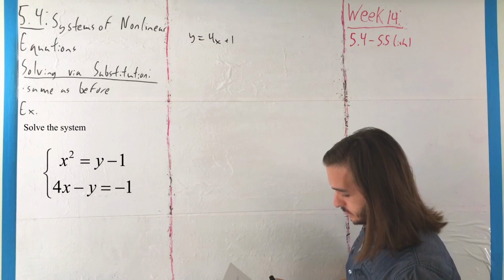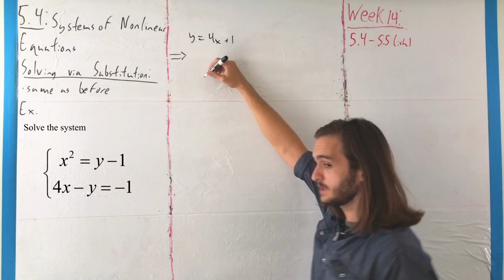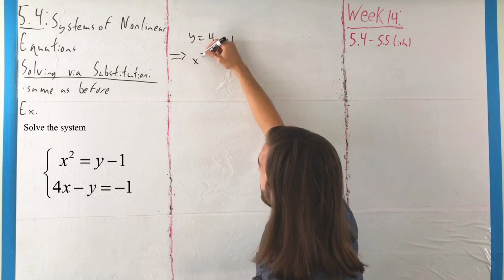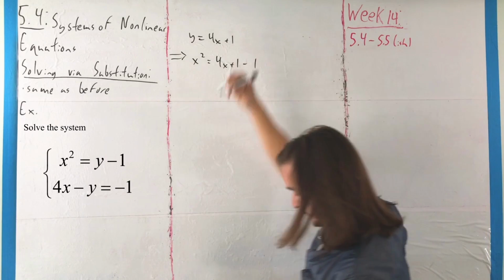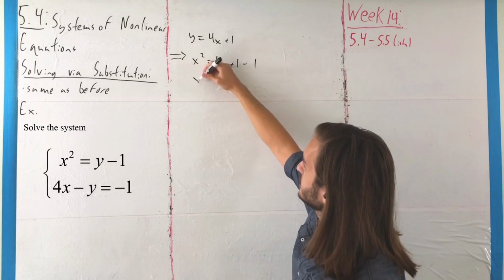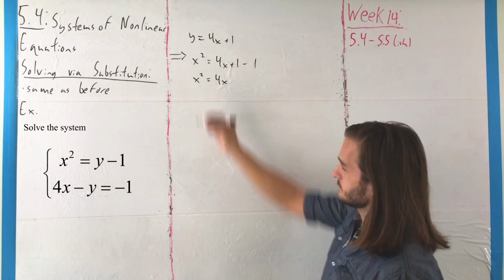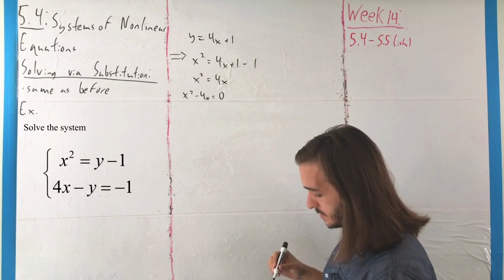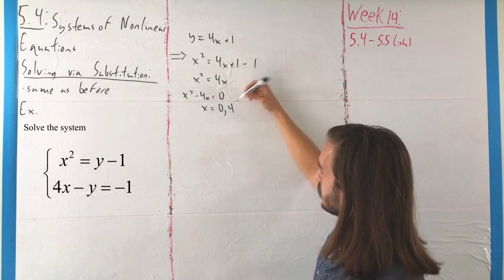And if we have y equals 4x plus 1, that tells us our first equation, because we need both to be satisfied, can be rewritten as x squared equals 4x plus 1 minus 1. And with that, we can then cancel out the 1's, get x squared equals 4x, or x squared minus 4x equals 0, or that x is equal to 0 or 4.